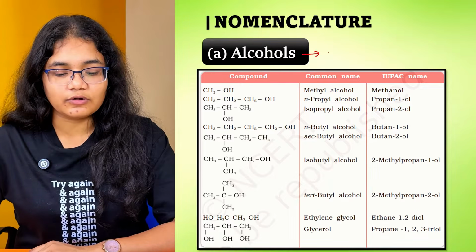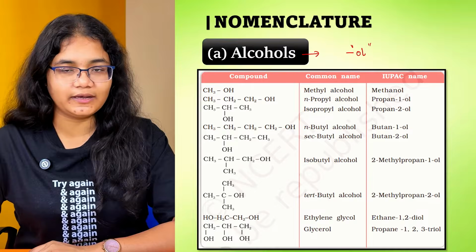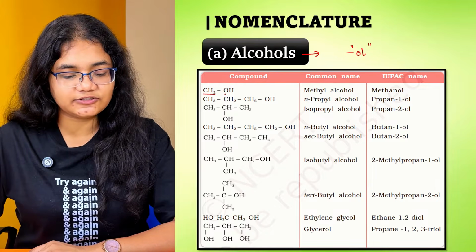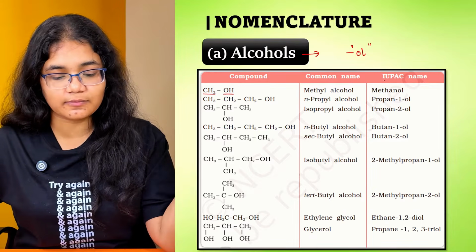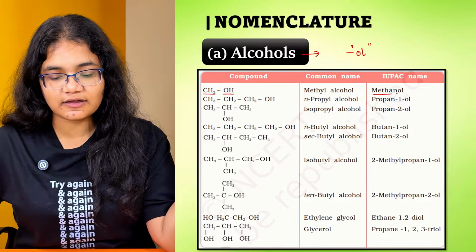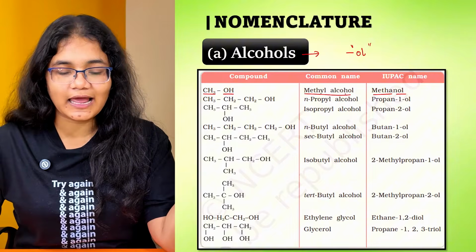Now for alcohols, the suffix is OL. For example, CH3OH is there. How will you name its IUPAC name? It is one carbon, so I have methane, and the suffix OL stands for the OH group. And the common name here is methyl alcohol.